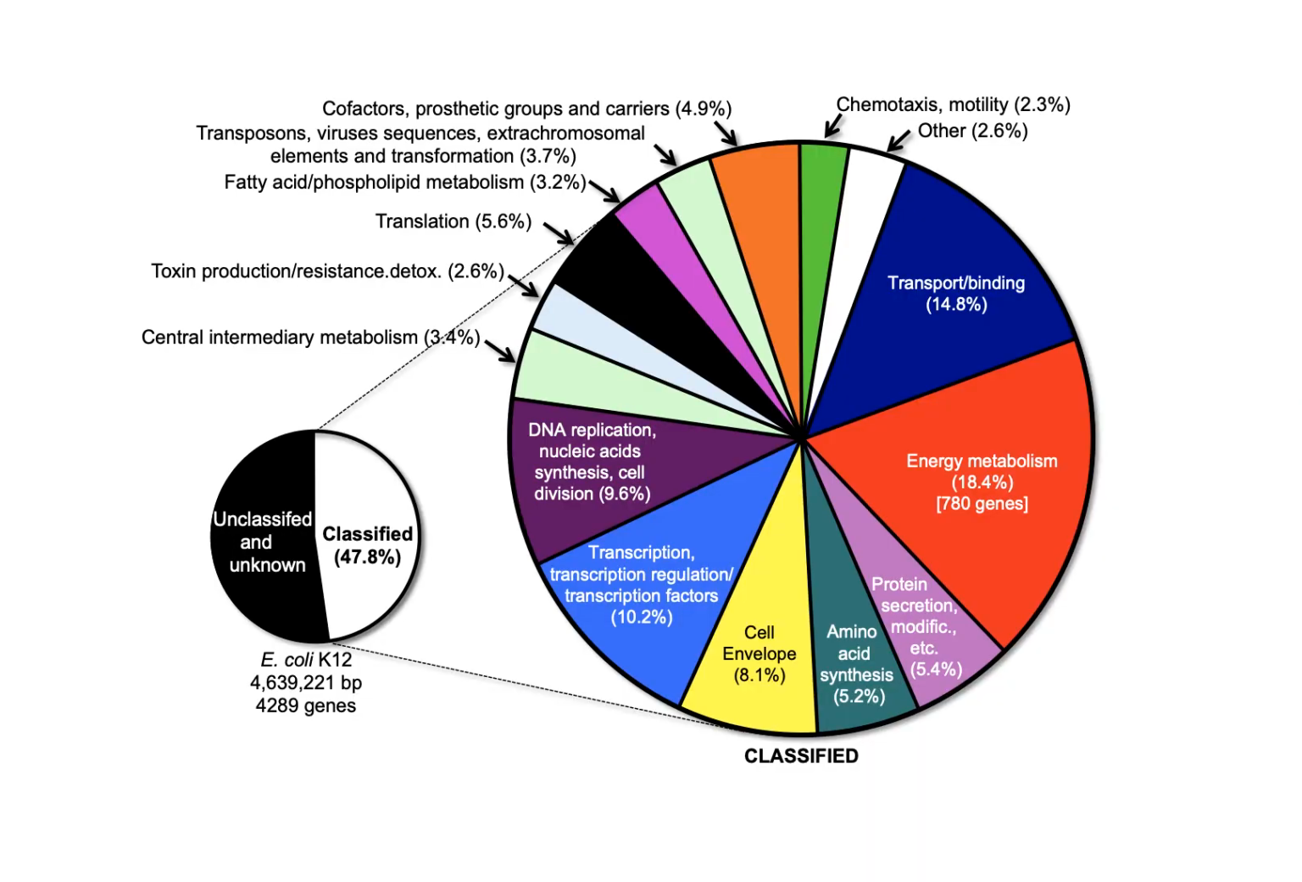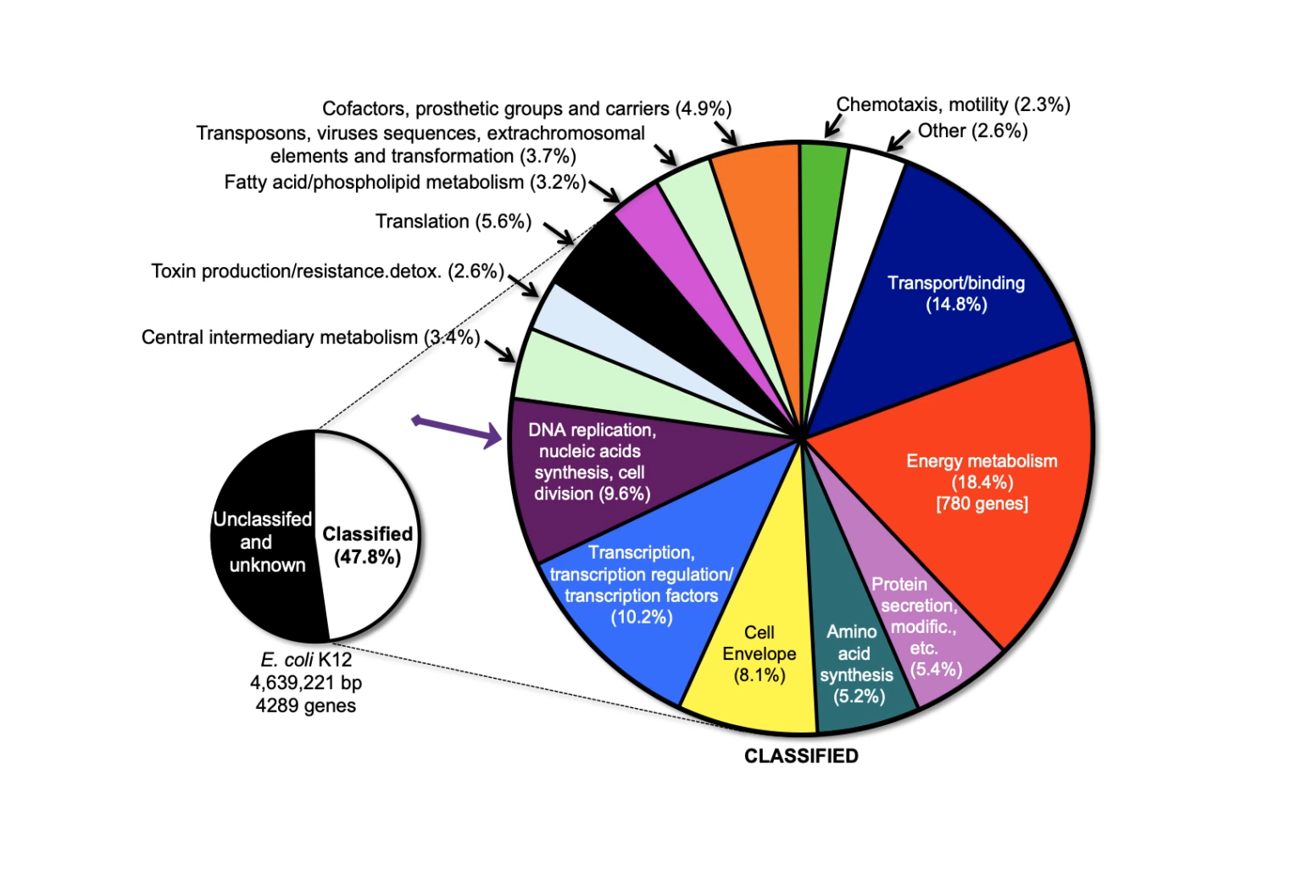Here are two pie charts, one showing a general classified versus unclassified or unknown as far as the types of genes. In this case, for this analysis, about 48% were classified, and about 51% were unclassified. So a large portion, 780 genes, 18% of the genome, are involved in central metabolism.